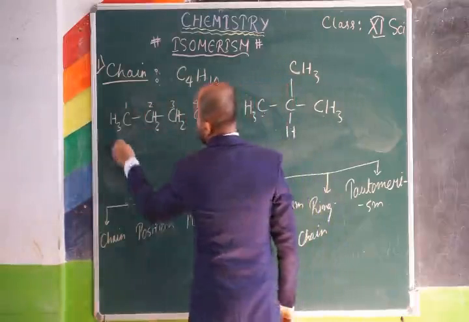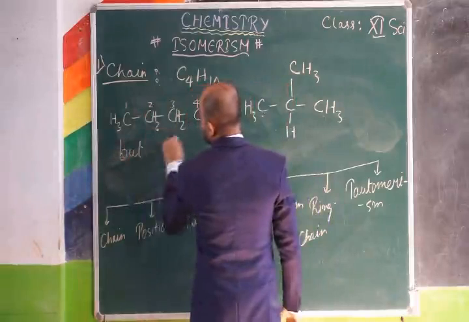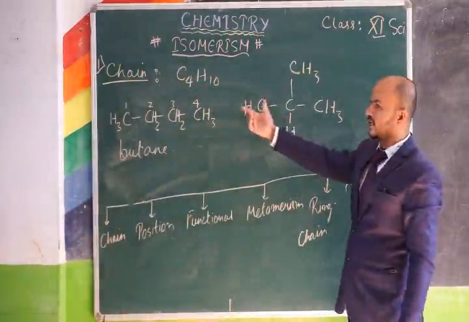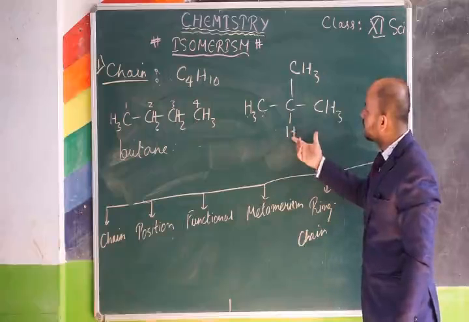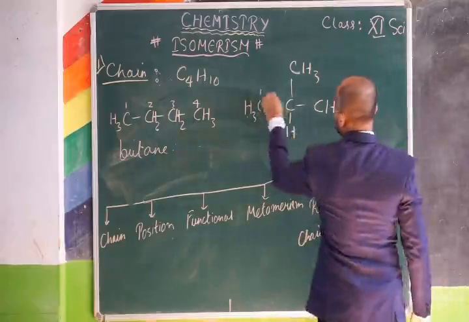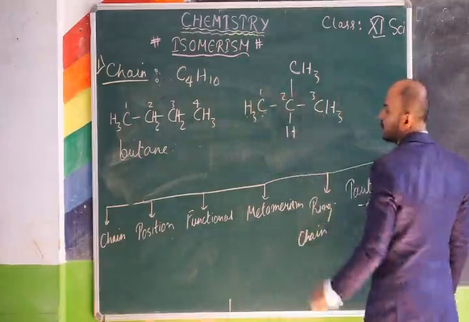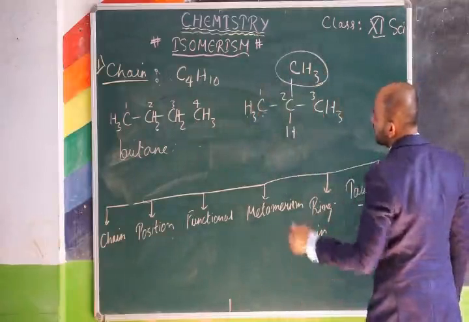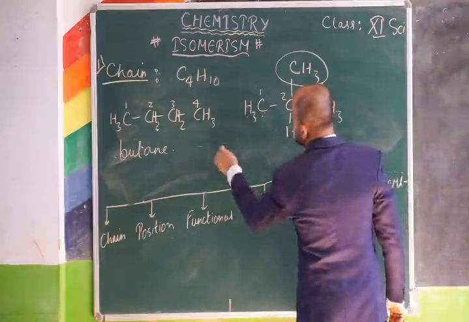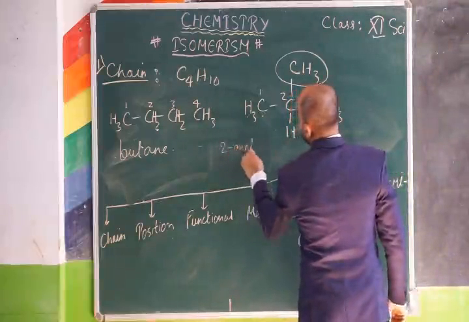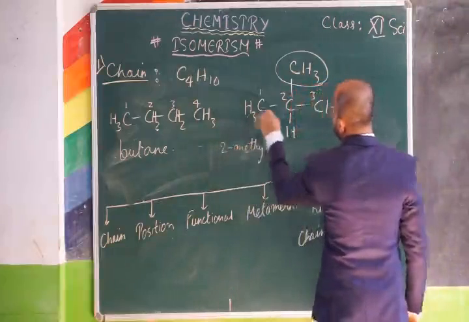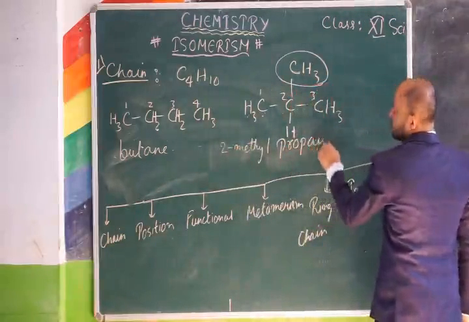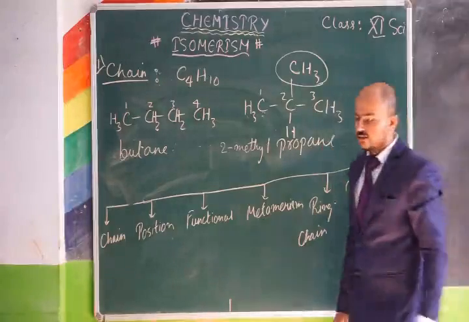4 means but, and all single bonds, butane. Whereas the same molecular formula can have this compound, where the longest chain has only 3 carbons. This CH3 is a prefix. So the name of this compound would be 2-methyl, 3 carbons in the longest chain, that is prop-ane, 2-methylpropane.